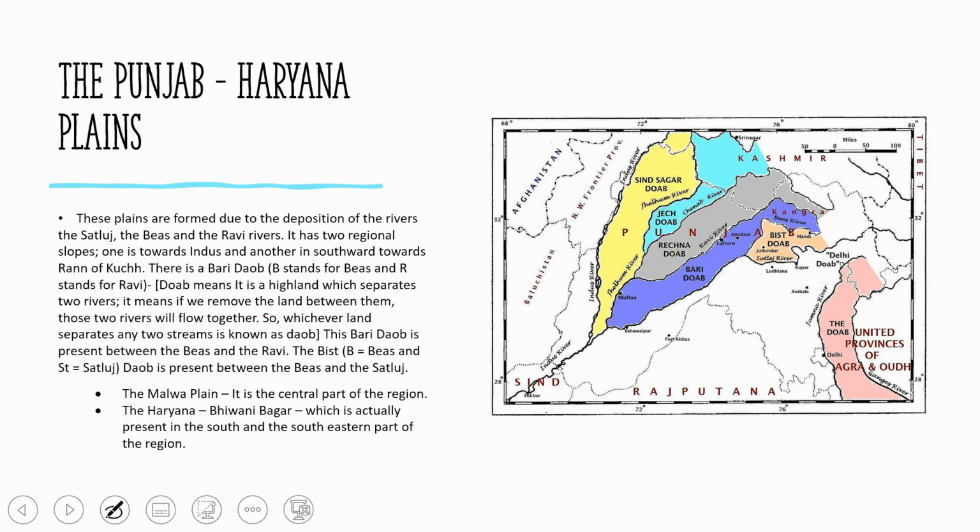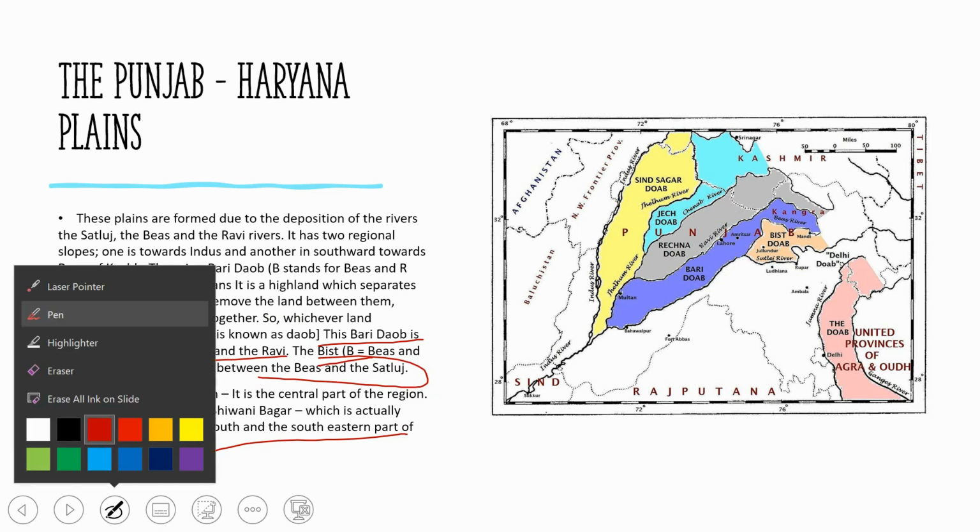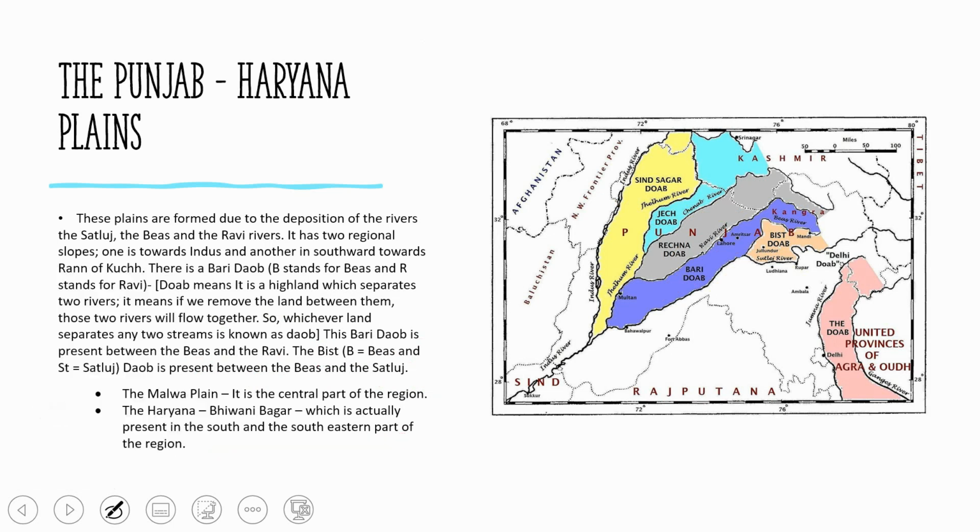So the Bari Doab is present between the Beas and Ravi. B stands for Beas and R stands for Ravi. Then there is another Doab, where B stands for Beas and S stands for Satluj, present between the Beas and Satluj. Then Malwa plain is the central part of the region. I have explained it in the deltas and all. Then Haryana, Bhiwani, Bhagar, which is present in the south and the southeastern part of the region. Okay, this is the Punjab-Haryana plains.